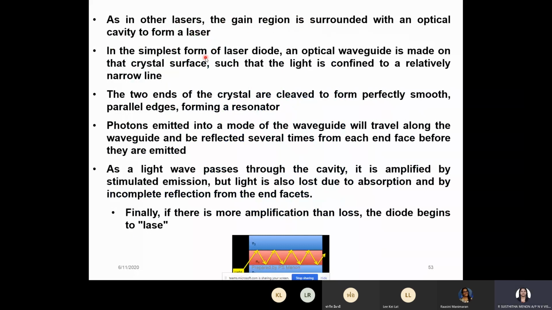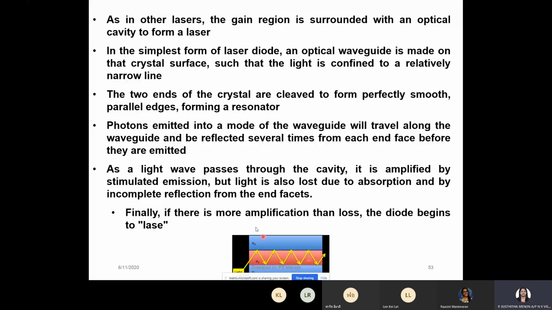So basically, a laser diode is actually an optical waveguide. I think Dr. Abang has covered this. What is an optical waveguide? A waveguide normally means light is constrained inside that layer. Why is it constrained? Because the refractive index outside is lower than the refractive index inside, so total internal reflection occurs and light remains inside the cavity.